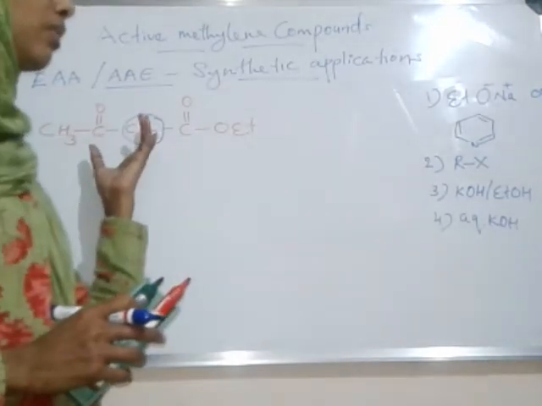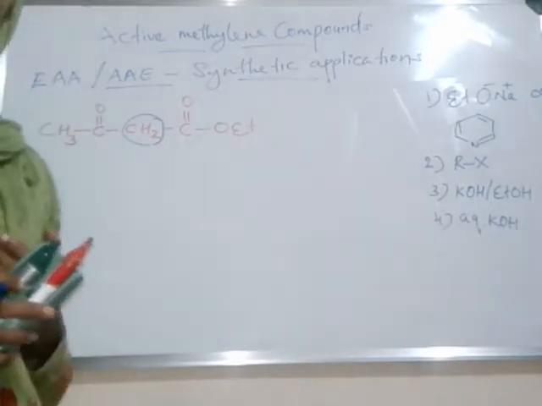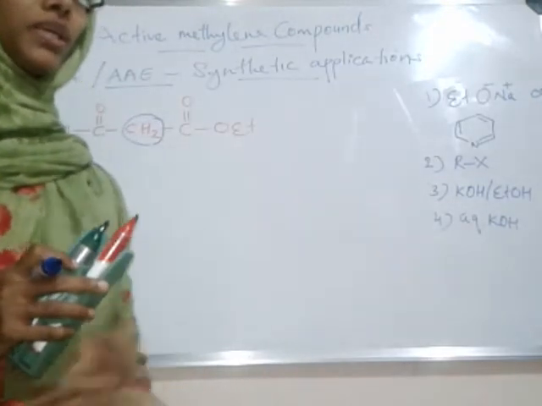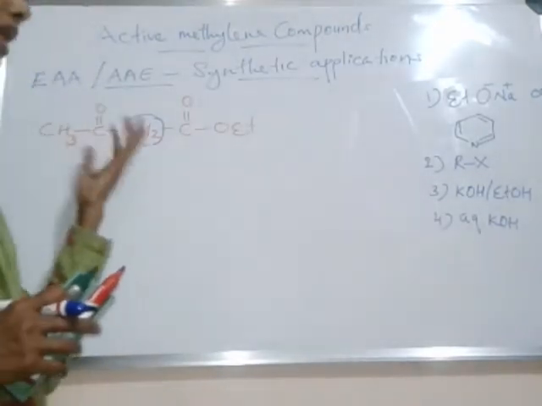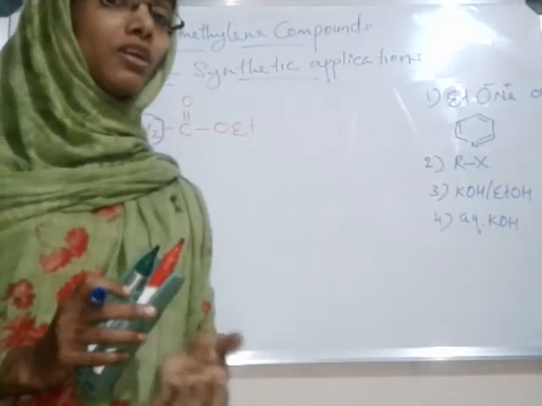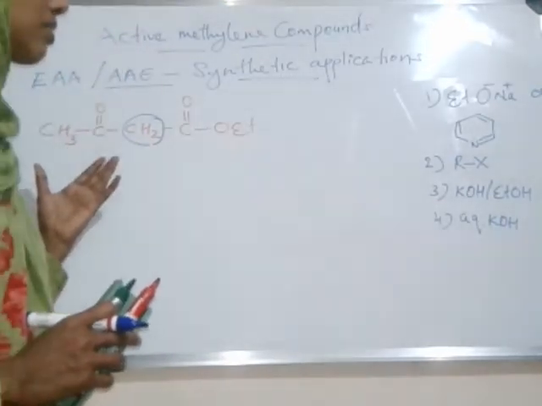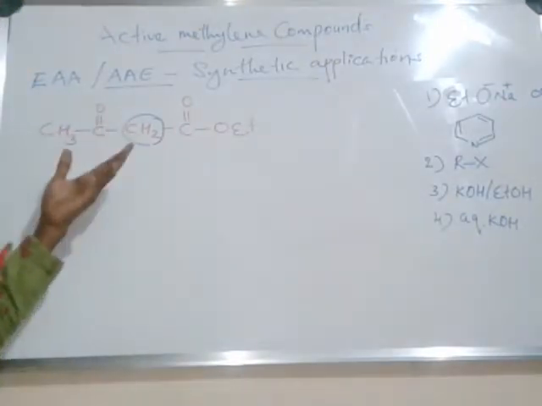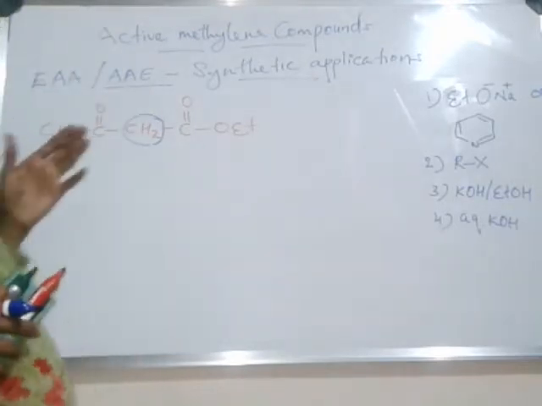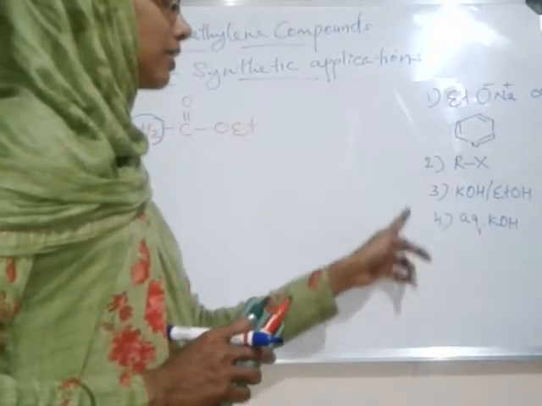So compounds like ethyl acetoacetate or malonic ester, all active methylene compounds, have many synthetic applications. That is, they can be used as a starting compound for the synthesis of a large number of organic compounds. Many of the syntheses of other organic compounds from ethyl acetoacetate or any other active methylene compounds involve the reaction with these reagents.